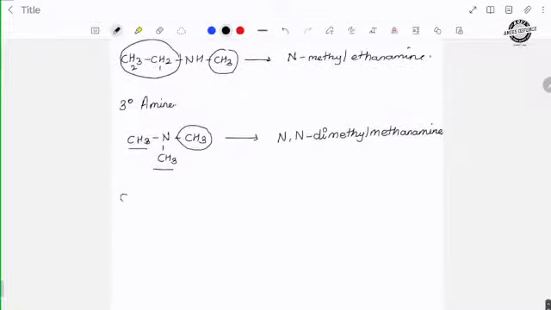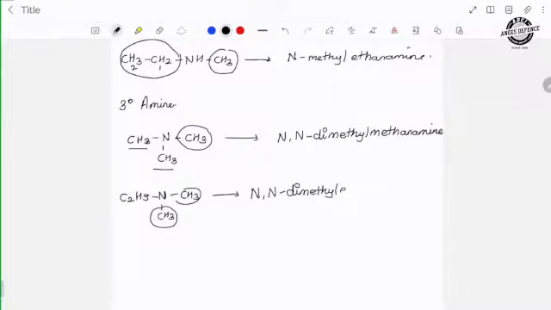Next, C2H5NCH3CH3. Again, the substituent will be the minor carbon. So the minor carbons are CH3 and CH3. There are two substituents. So that becomes N,N-dimethylethanamine.